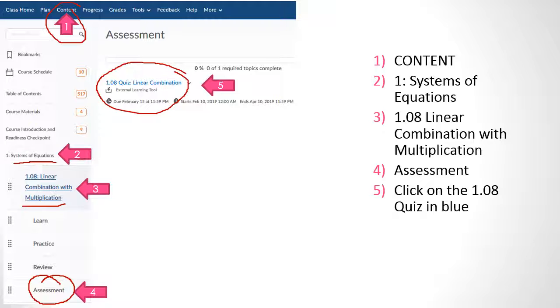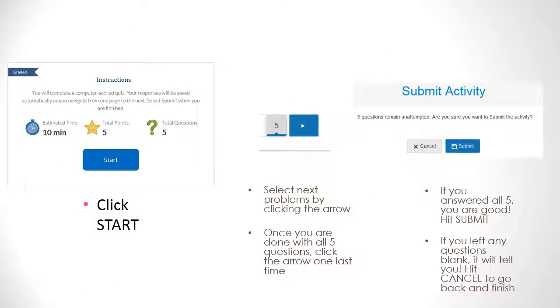You can also access it through the class plan. You can get to the quiz directly that way as well. Once you are at the quiz, you just click on Start, and then you can select the next problems by clicking on the arrow. Once you're done with all 5 questions, make sure you click the arrow one last time until you hit Submit. If you answered all 5 questions, you're good to go. Hit Submit. If you left any questions blank, it will let you know. Then you just hit cancel and go back to that question and finish it.